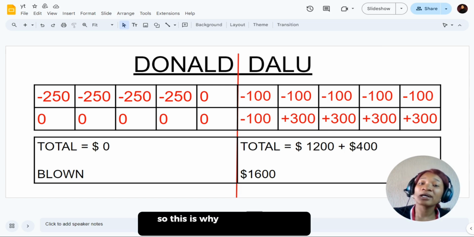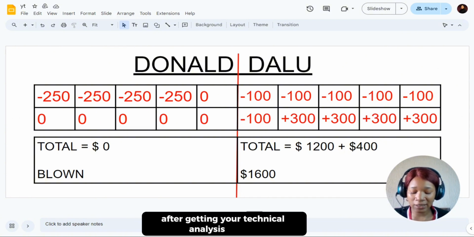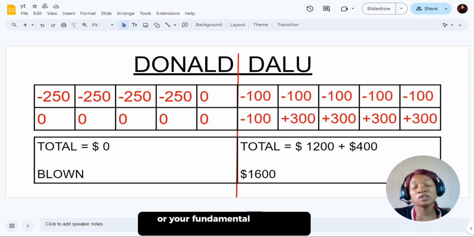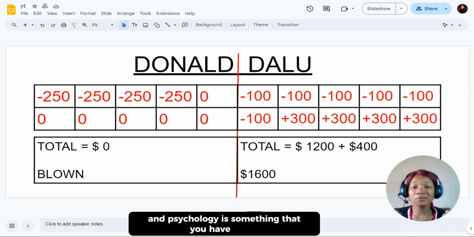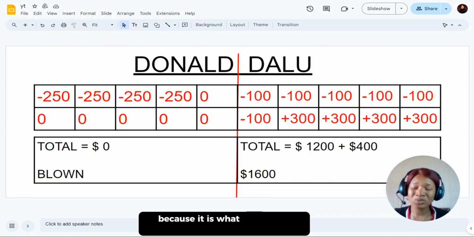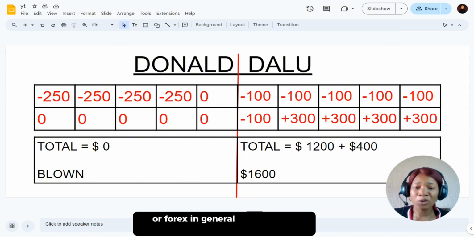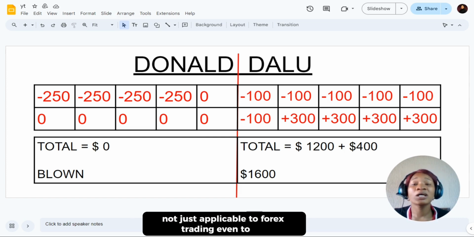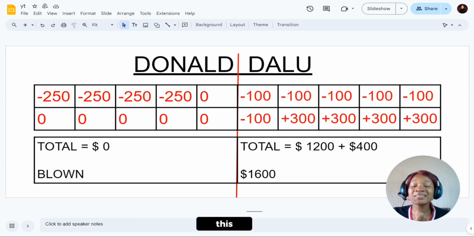So this is why, most times after getting your technical analysis or your fundamental analysis right, risk management and psychology is something that you have to pay attention to, because it is what is going to keep you long enough for you to enjoy the benefits of forex in general, or trading in general, not just applicable to forex trading, even to those who trade stocks, those who trade synthetics and all of that, and even crypto.